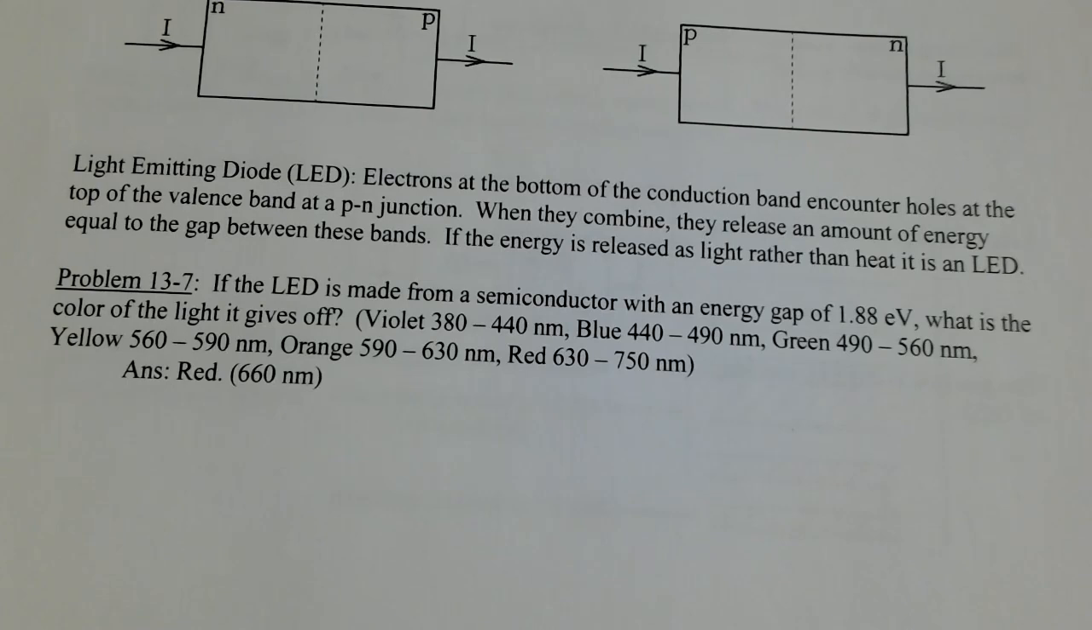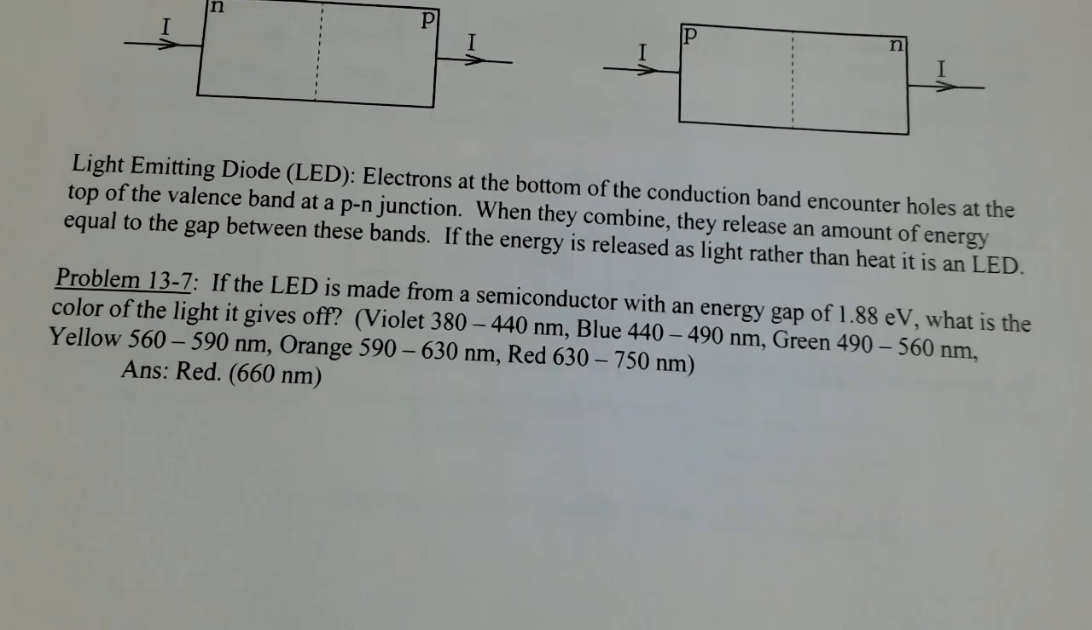what is the color of the light it gives off? Well, what happens is that you've got an electron at the bottom of the conduction band, and you've got a hole at the top of the valence band. When the electron drops into the hole, it loses energy equal to the width of the gap between the two bands, which in this case is 1.88 electron volts.